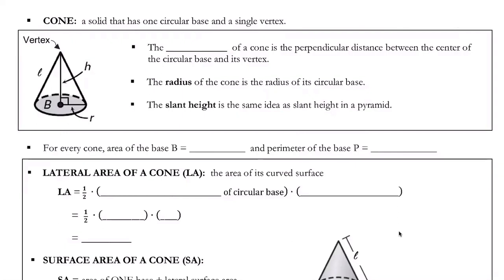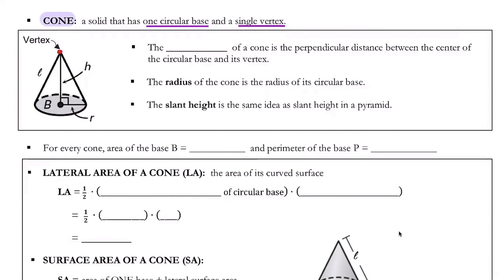This is the continuation of lessons 11.3 and 11.5 on surface area and volume. This is about cones. So the definition of a cone: a solid that has one circular base and a single vertex. It looks kind of like a cylinder in terms of being made with the base being a circle. However, it's more like a pyramid in terms of how it comes up to a single point at the top. That point is called a vertex.